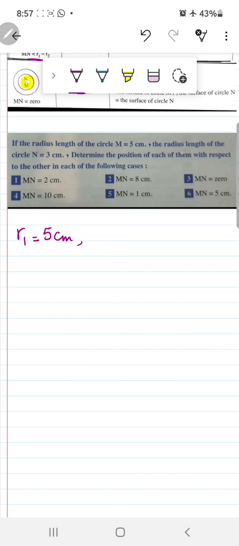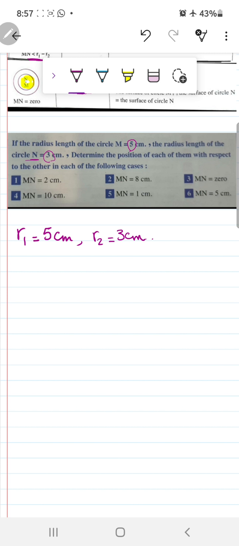Okay, the radius length of circle N is 3 centimeters. So here we have R2 equals 3 centimeters. Determine the position of each of them with respect to the other circle. Okay, first, here we have the cases of the position of a circle: D T T O C.